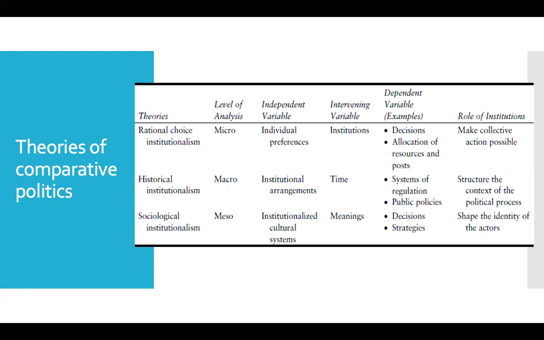And the last of the main ones presented here is sociological institutionalism, which is the meso level. It is about institutional and cultural systems. It is about meaning. The meanings can be very different for different social actors. Dependent variables could be decisions and strategies. Different groups use different strategies in order to achieve different goals. So it is about shaping the identity of the actors of the relevant institutions.